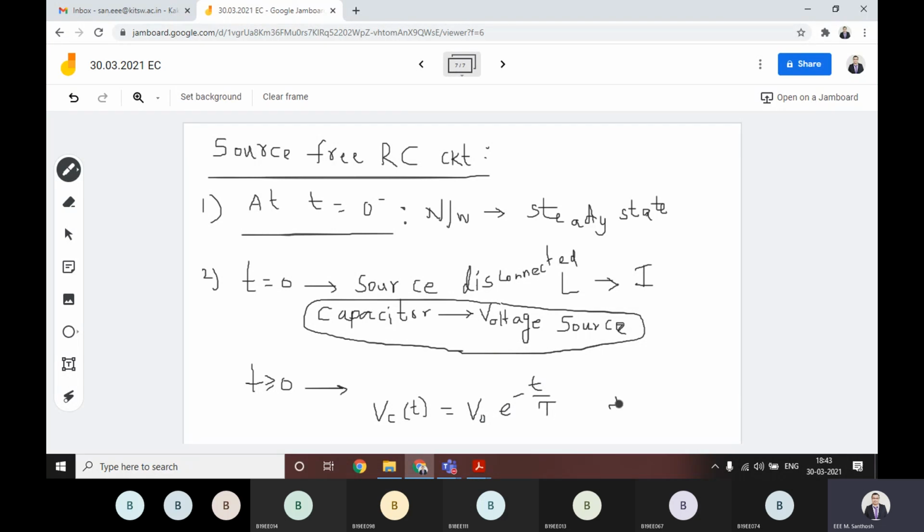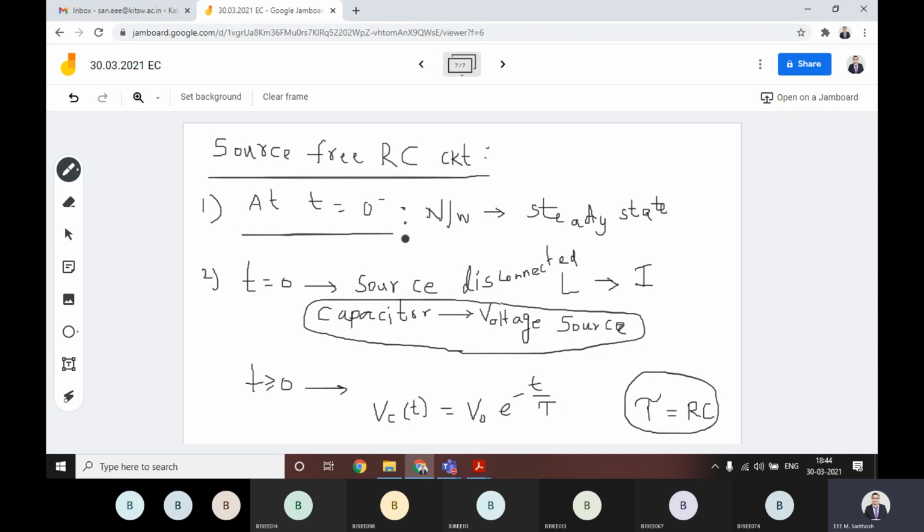What is the time constant in case of an RC circuit? Can anyone tell us this tau value? It is R into C, the simple product. In case of an RL circuit, it is L by R, but in this case, R into C.